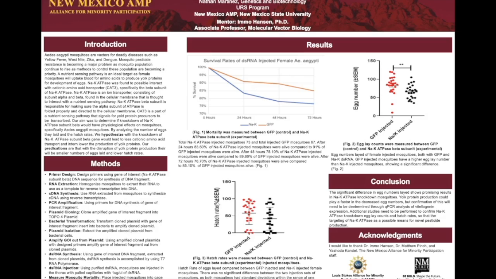And if we move down now to our figure 3, we measured our hatch rate percentage between the two GFP and sodium potassium injected groups. We can see that because we have such a broad range for our standard deviation, we could not conclude that there was a significant difference between the two.